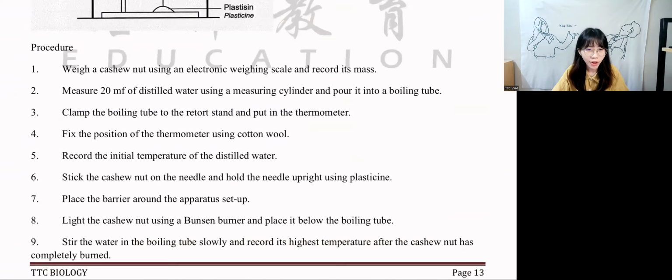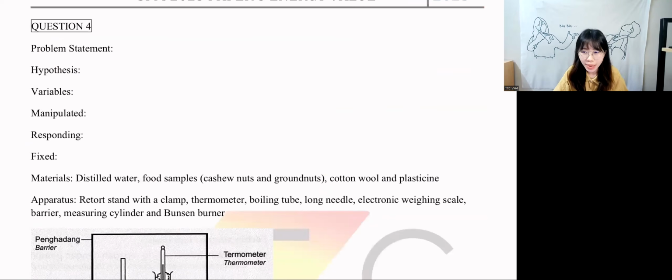Question 4. First, we have the problem statement. I didn't mention how to write a problem statement. Usually we have to write, does MV affect RV? But that is when MV has a value. Right now, when MV has no value, we don't write does MV affect RV.